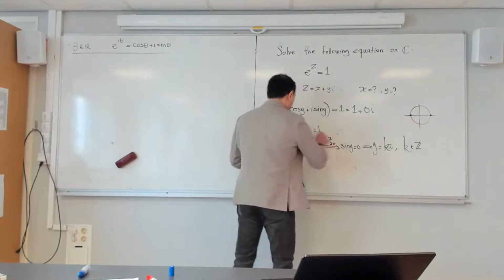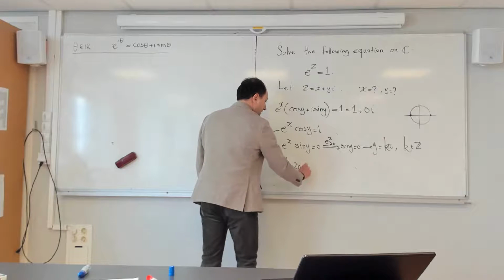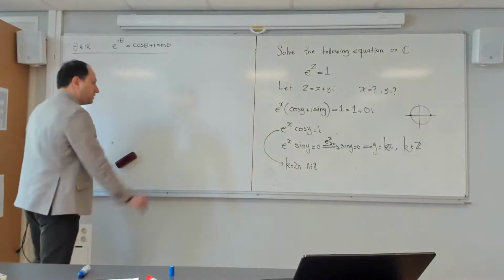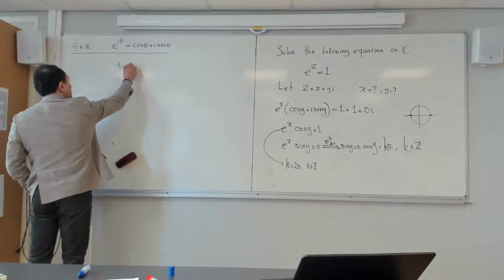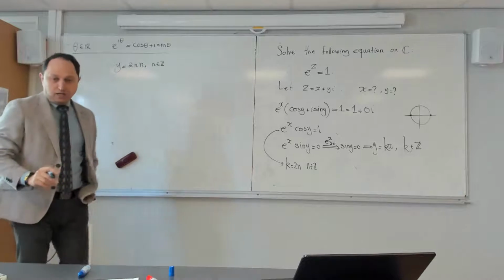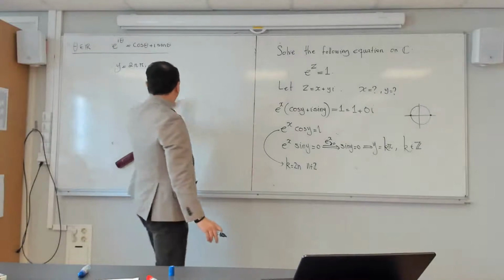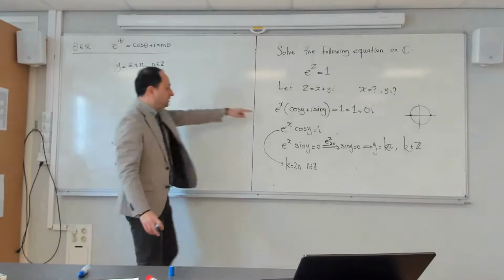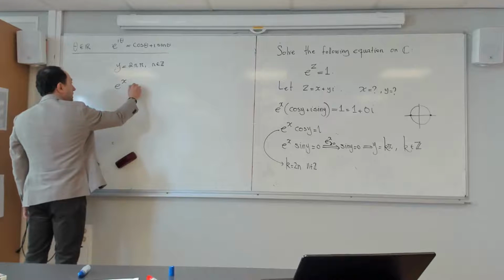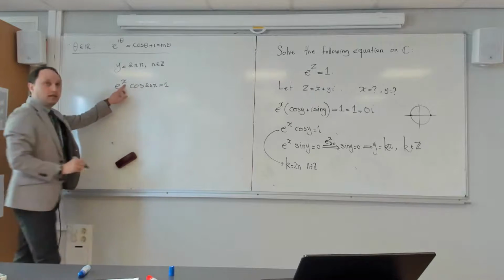So this means that, taking this into account, k should be 2 times n, where n is an integer. So this means that y should be 2n pi, where n belongs to Z. But still, I need to find my x. So what should I do? When I realize what this is, I put it back into this equation. So this becomes e to power x cosine 2n pi is equal to 1, and I need to find x.